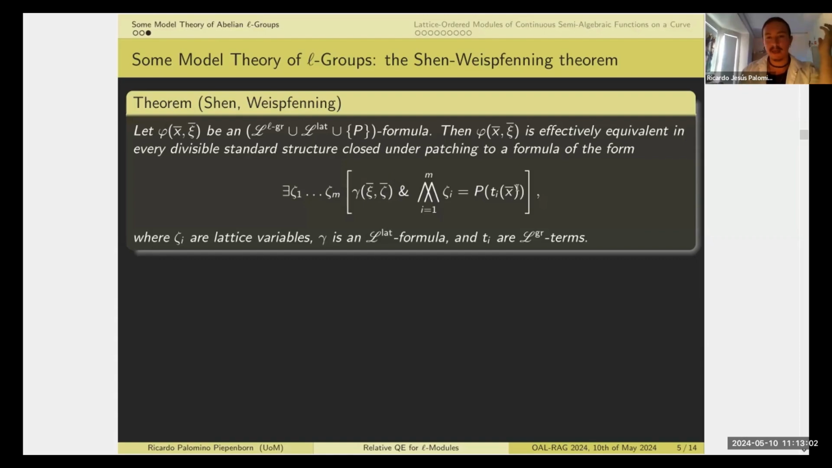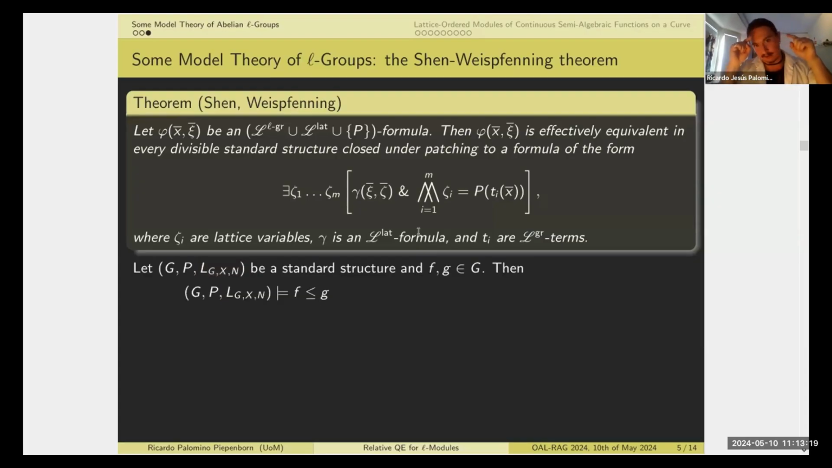Okay, so maybe let's see a very particular example of this in action, just to make sure that this makes sense. So let this triple be a standard structure. So this is an abelian L group of functions. This is its lattice of zero sets, and I pick now two elements f and g in my group. One of the simplest formulas that I can think about is just saying that f is less than or equal to g, and I want to translate it into a formula that looks like this. That's the goal, just as a sanity check.